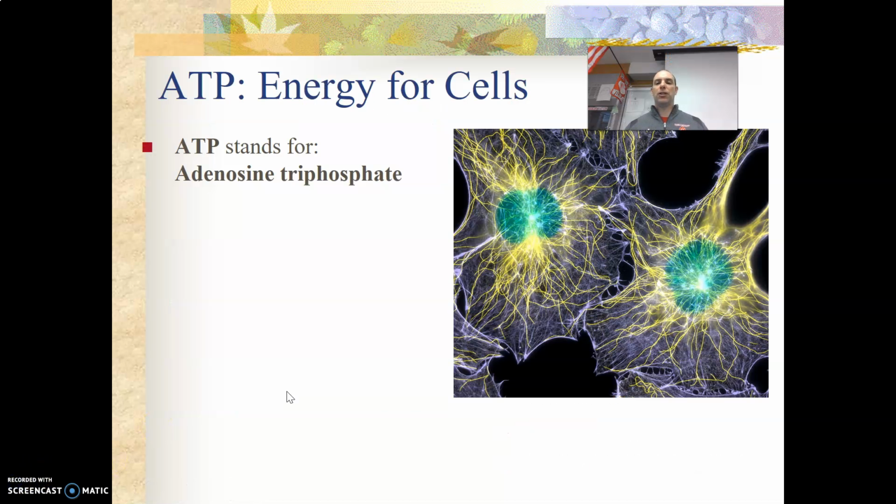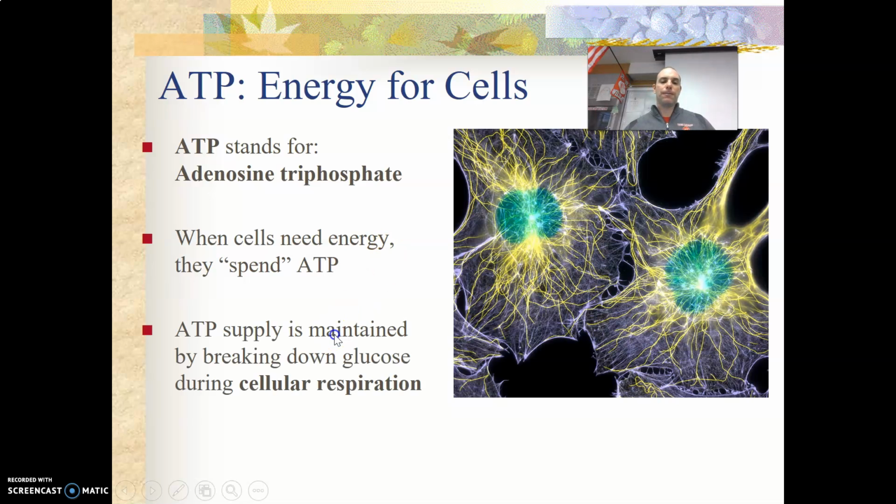Okay, so now we're back to the notes that you can fill in there. It says ATP is the blank used to power the cell. Well, it's the energy used to power the cell, in case you missed that. Your next one underneath A says ATP stands for, and that's it here, adenosine triphosphate. When cells need energy, they spend ATP, so they have to use it. ATP supply is maintained by breaking down glucose during something called cell respiration, which we didn't get to yet, but we're going to discuss.